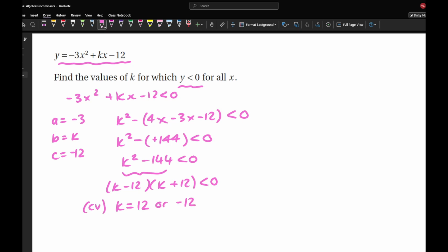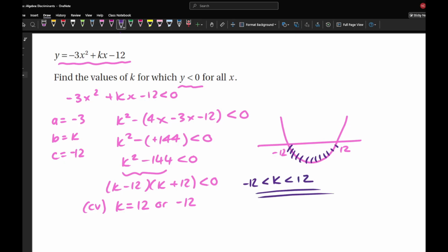So if I draw my parabola, this is minus 12, this is 12. I want where the curve is less than 0, so I want this region here, and so k is going to be in between minus 12 and 12, exclusive of those values.